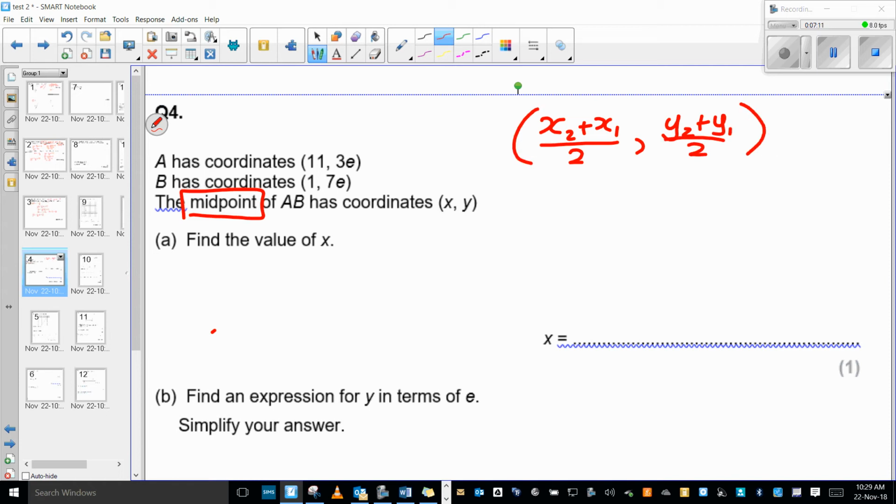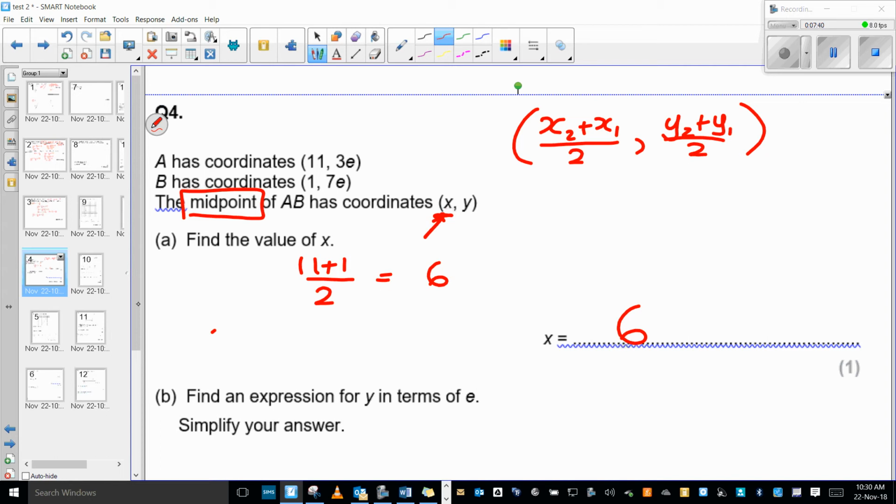So we're adding our two x values and dividing that by 2. So we look at our two x values, one of them is 11 and one of them is 1. Remember, it doesn't matter which one is 2 and 1. So 11 plus 1 is 12, and divide that by 2, 6. So our value of x would be 6 because the x is representing just the x coordinate. Yeah?